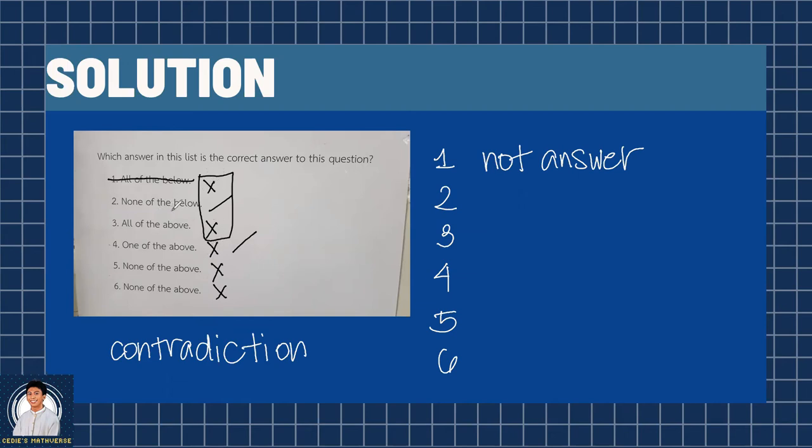However, number 2 says that it is wrong, which means that we have another contradiction in number 4. In this case, remember, all of the above isn't true since 1 is wrong already and number 2 is correct, which means that this is wrong. However, this leaves us exactly one correct choice, which makes number 4 correct, which is a contradiction because number 2 says that 4 is wrong, which means that choice 2 also isn't the correct answer.